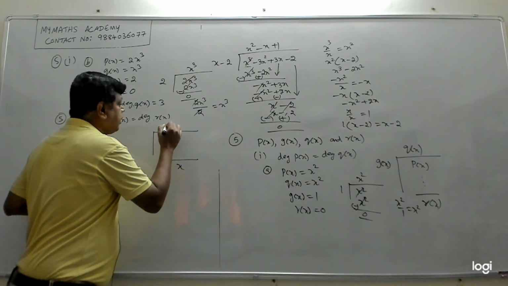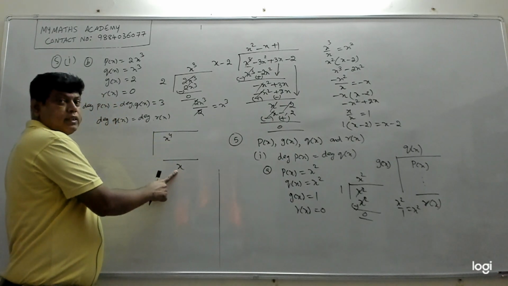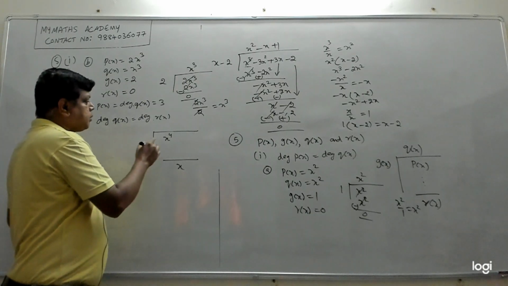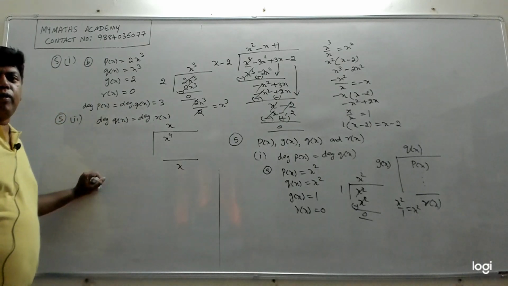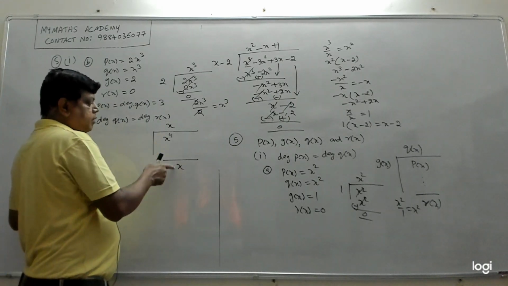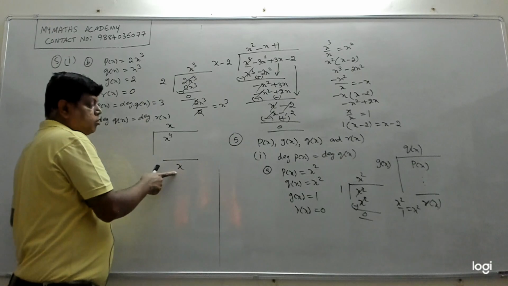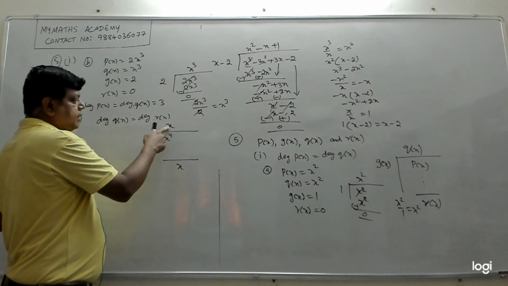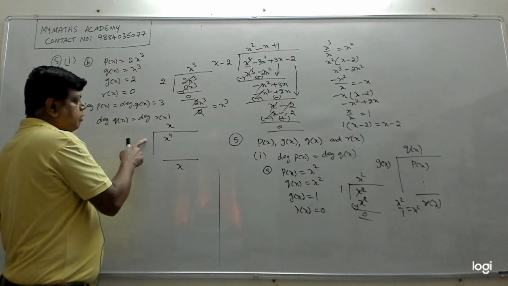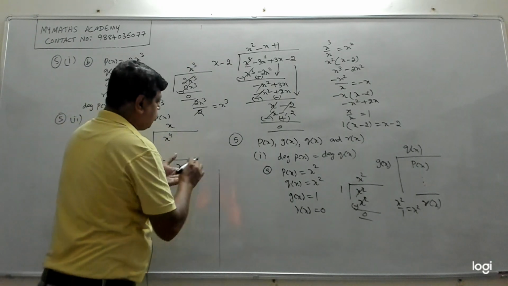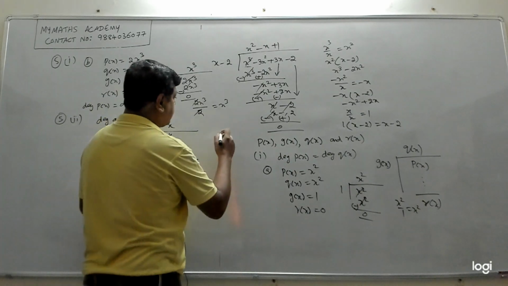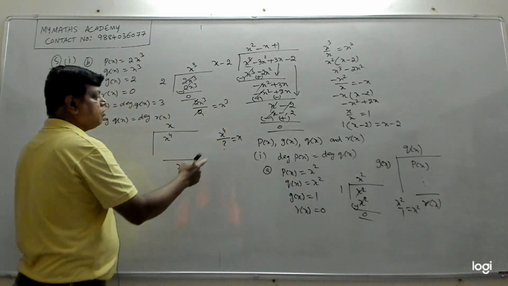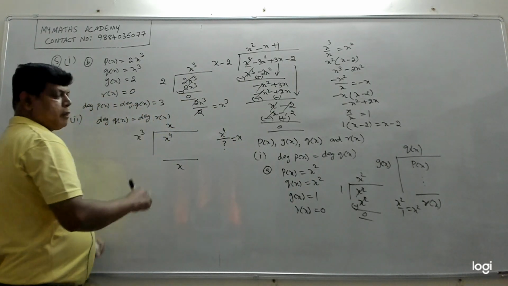Then what is the degree of this x? 1. So I should get my degree of Q of x also 1. Suppose I get x here also. If I get the same x here, the quotient is also x, remainder is also x, where the degree of both of them are equal. Now to get x here, x power 4 should be divided by what? X power 4 by what will give you x? Obviously x cube, so I'll put here x cube.